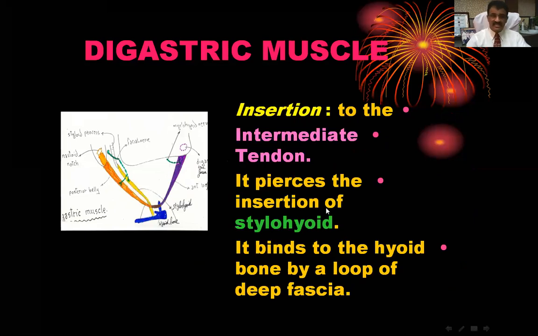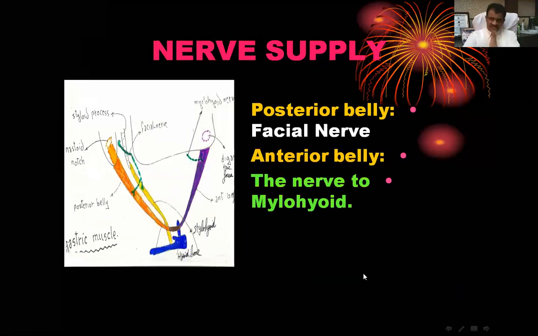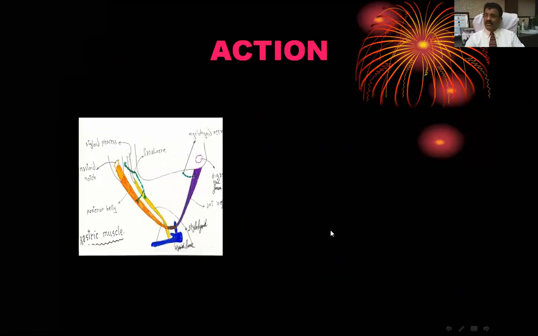It pierces the insertion of stylohyoid. It passes through. You can see it is piercing the stylohyoid muscle here, and it binds to the hyoid bone by a loop of deep fascia. It is pulled by that fascia towards the hyoid bone downwards. Now the posterior belly is supplied by the facial nerve and the anterior belly is supplied by the nerve to mylohyoid muscle. These are the two nerves required for the supply to digastric muscle.